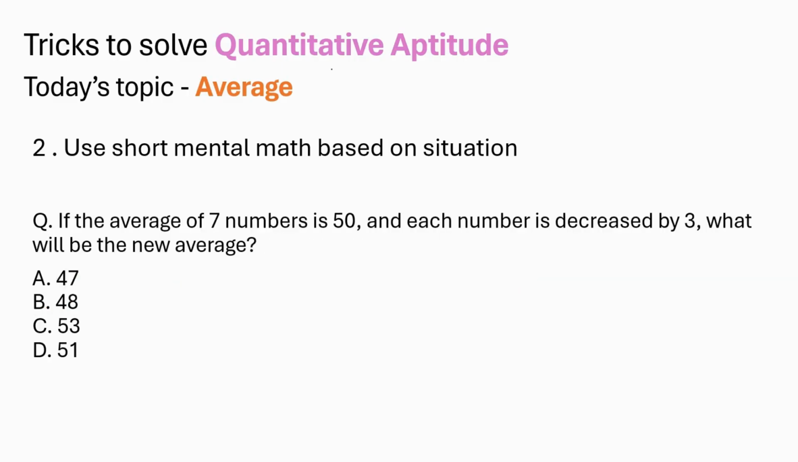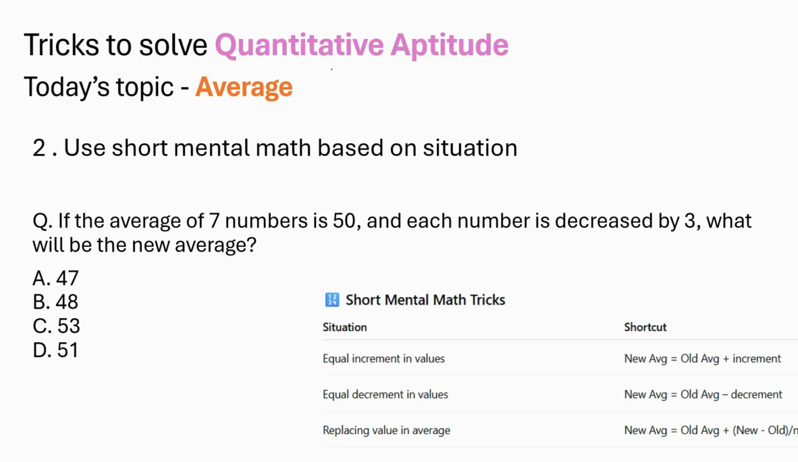Let's take another question. If the average of 7 members is 50 and each member decreased by 3, what will be the new average? We'll use the same formula here. Here our value is decreasing, so new average equals old average minus decrement. The old average is 50 and it decreased by 3. So 50 minus 3 is 47. So the answer is 47. If you remember these tricks or formulas, then solving the question will be very fast.